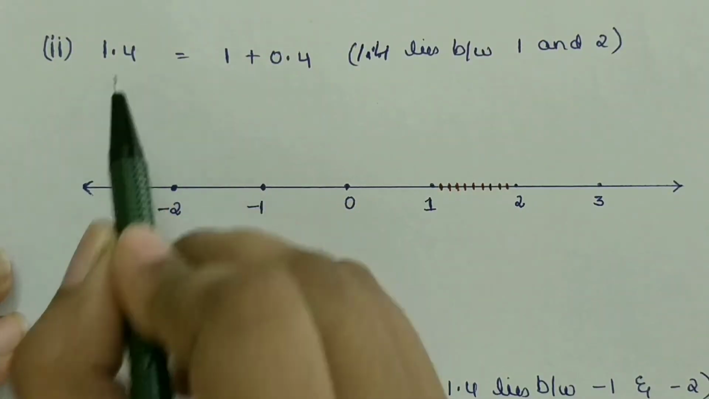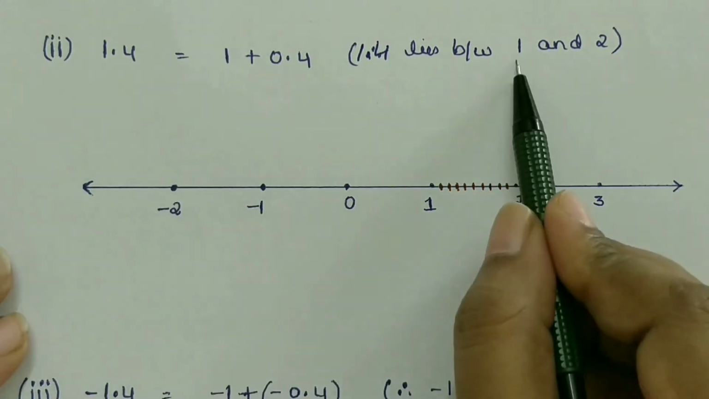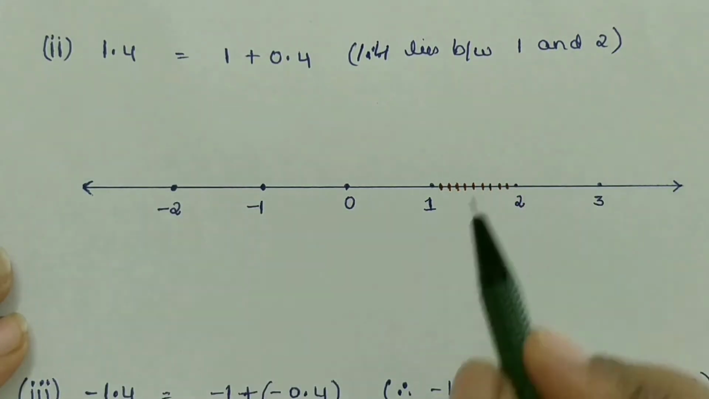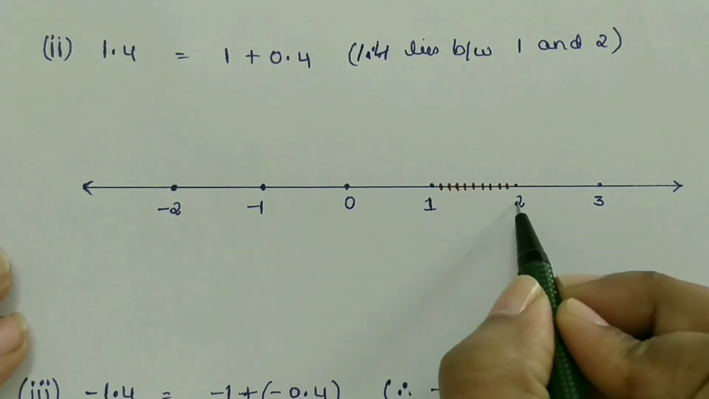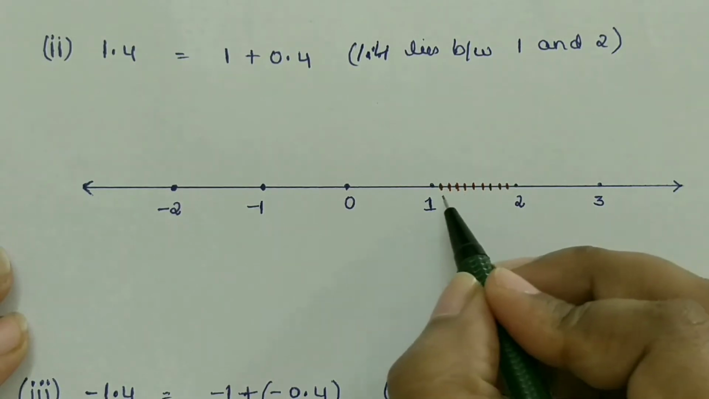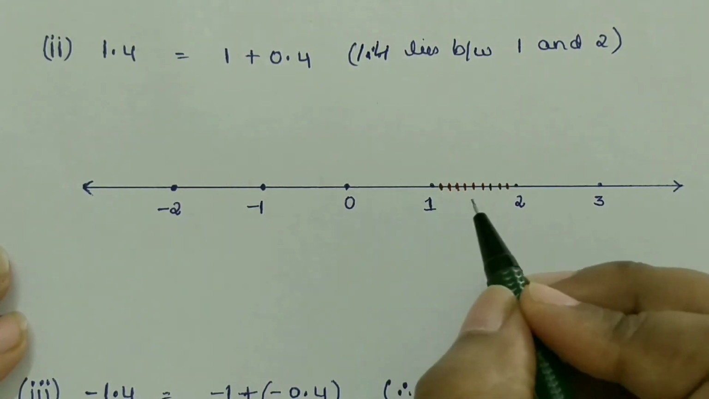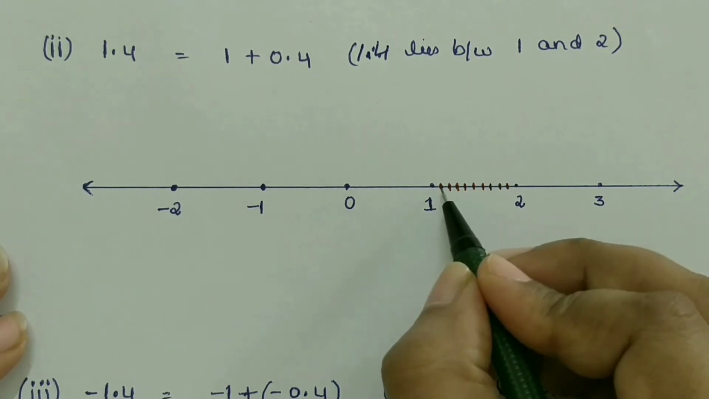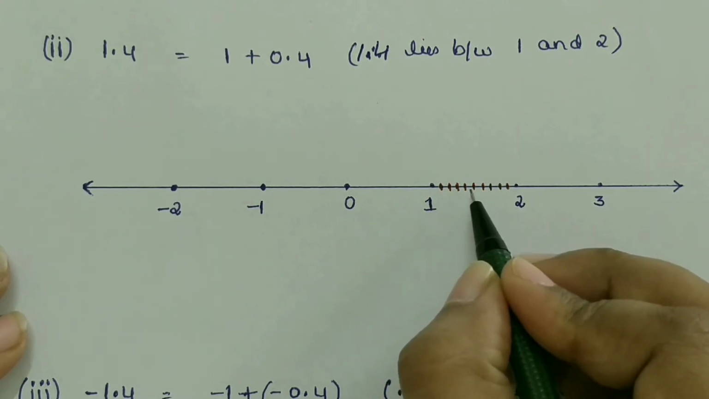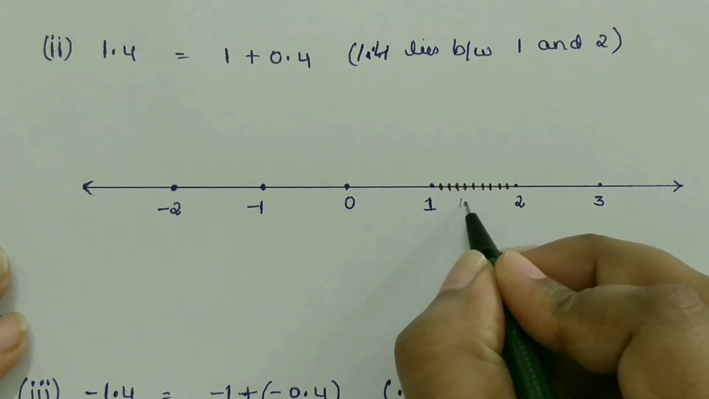Represent 1.4 on a number line. 1.4 lies between 1 and 2. So divide 1 and 2 into 10 equal parts, and each part is equal to 0.1. Now start counting. 1, 1.1, 1.2, 1.3, 1.4. So 1.4 lies here.